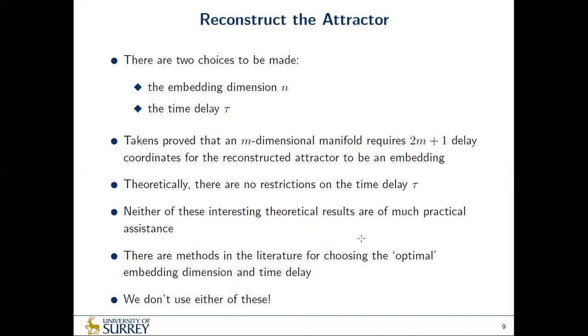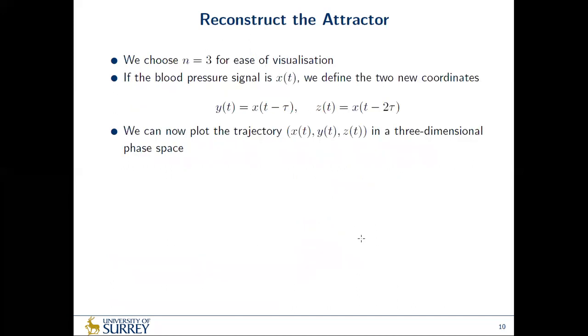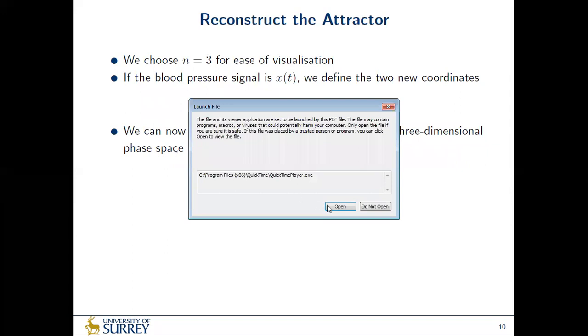There are methods in the literature for choosing the optimal time delay and the embedding dimension, but in fact, we're not going to use either of those. We choose n equals 3 just for ease of visualization. We just want to view this thing. So if the blood pressure signal is x, then we define two new coordinates, y as x of t minus tau, and z as x of t minus 2 tau. Now we can plot a trajectory out in a three-dimensional phase space.